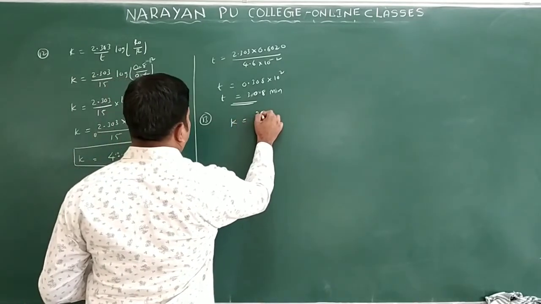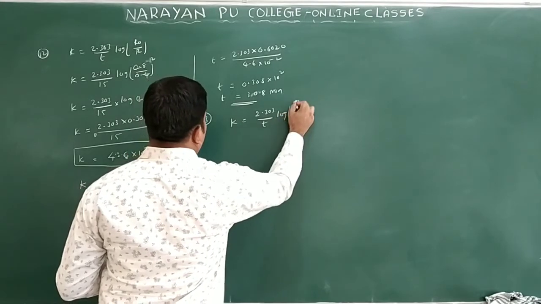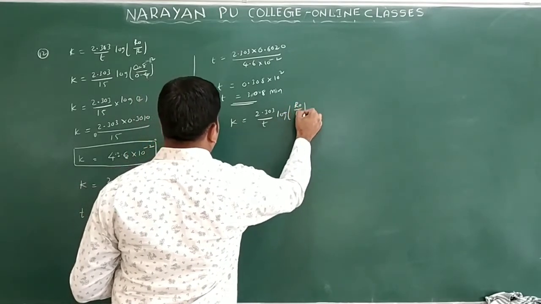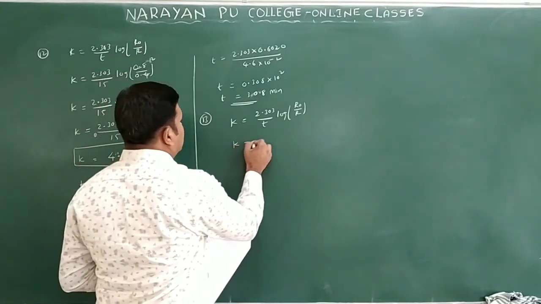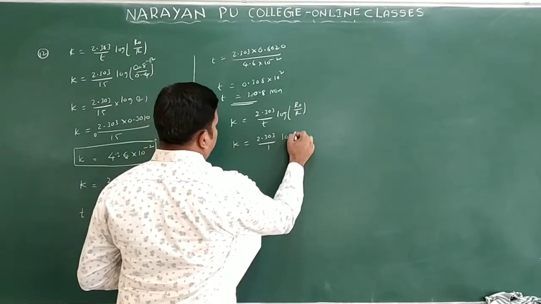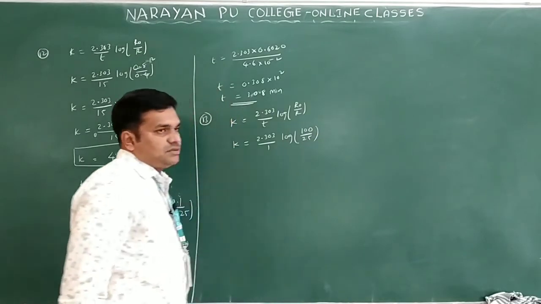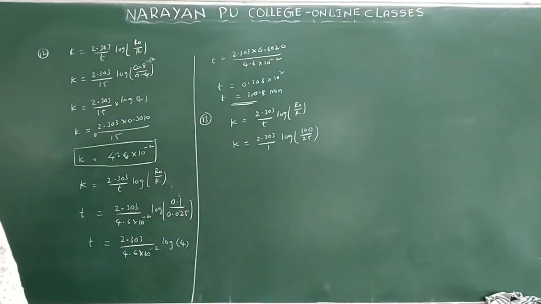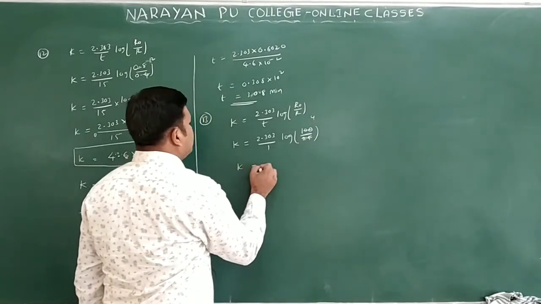So K is equal to 2.303 by T into log R naught by R. So K is equal to 2.303 by 1 into log of initial 100 to 25%. So you will get log 4 only, since 100 by 25 is 4.